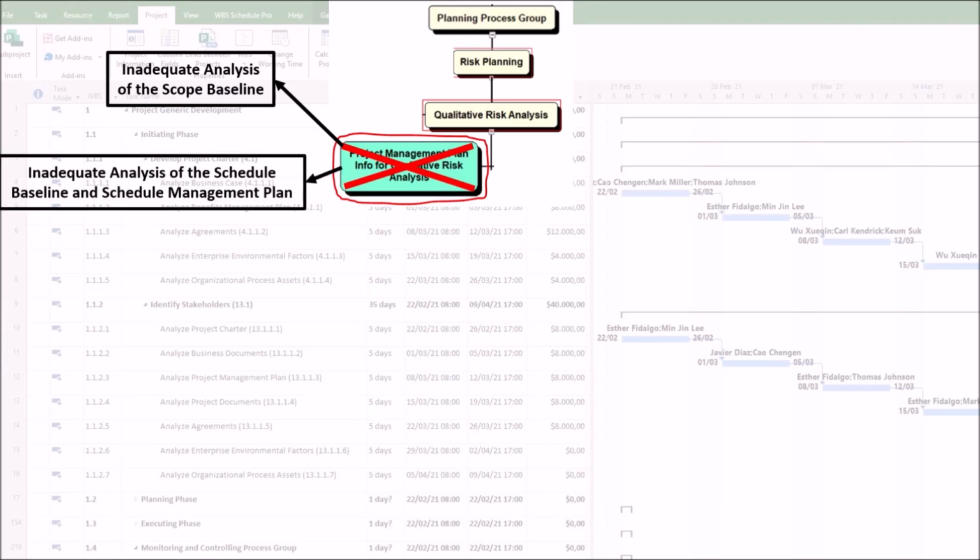2. Inadequate analysis of the schedule baseline and schedule management plan. As a result, it may provide incorrect probability and impact scoring, especially regarding schedule risks. Why does this happen? The qualitative risk analysis uses probability and impact scales, for example, 1 to 5.